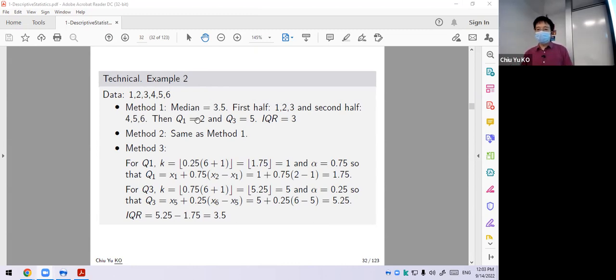Because for 1, 2, 3, the median is 2. For 4, 5, 6, the median is 5. So the difference is 3. So when you have an even number of observations in your data set, method 1 and 2 make no difference, okay? So this is the way you learn in high school, okay?